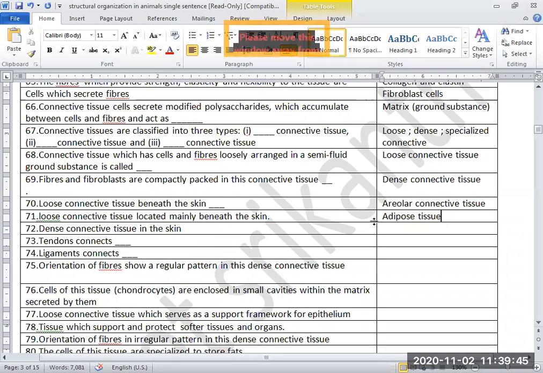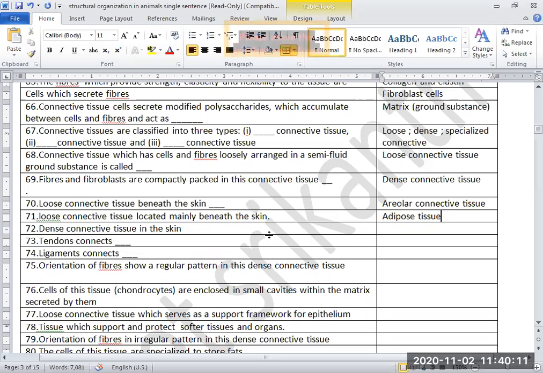Fat is present below the skin, in certain areas of the body more concentratively located. Adipose tissue's direct address is like that only. Areolar connective tissue is present between all the internal organs. Below the skin it starts, present between the kidney and pancreas, liver and intestine. All the gaps are filled with areolar connective tissue.